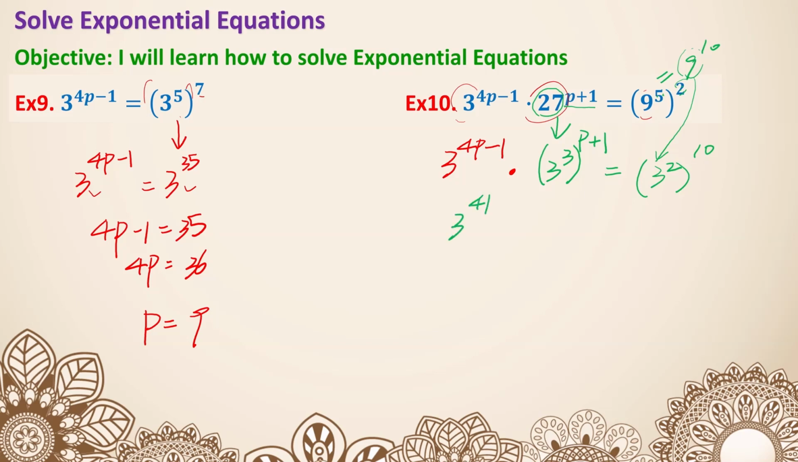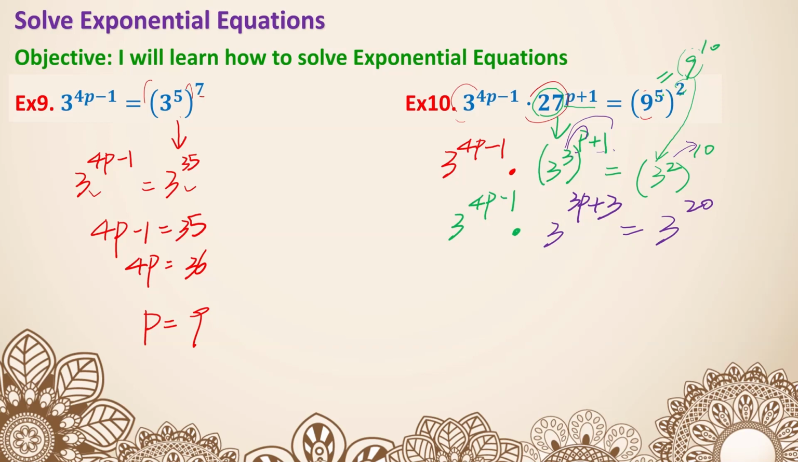Next, we have a bunch of parentheses, so we need to deal with them using the power rule. So 3 to the 4p minus 1 times, well, this is actually 3 times p plus 1 together. So it's 3 times p, then 3 times 1. So that will become 3p plus 3. Right side, 2 and 10 multiplied together, so it's 3 to the 20th power.